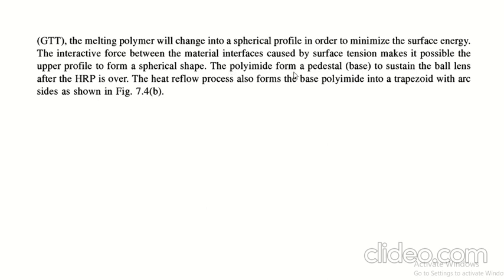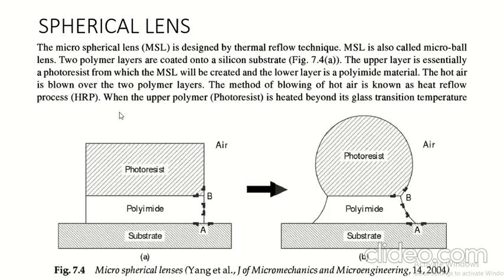The polyimide forms a pedestal, that is a base, to sustain the ball lens after the HRP is over. That means heat reflow process is over. The heat reflow process also forms the base polyimide into a trapezoid with arc side as shown in figure number B over here. That the sides are formed as a trapezoid to hold this arc shaped photoresist lens.